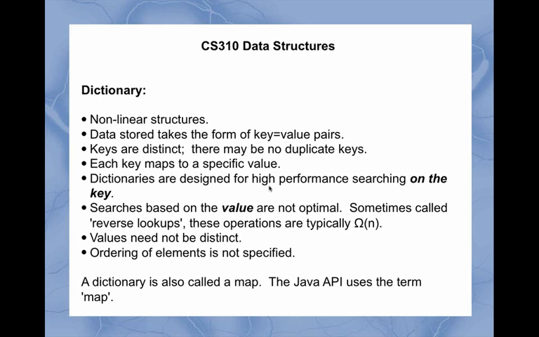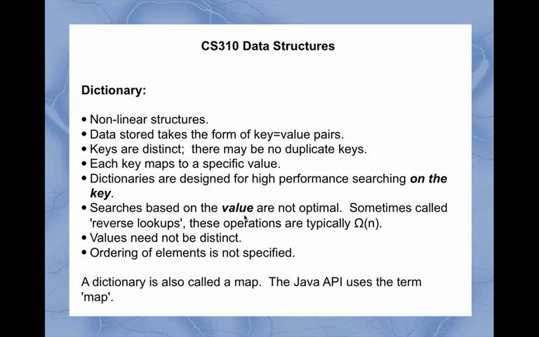Dictionaries are designed to be high-performance structures, and they're designed primarily for searching on the key. And so data is stored in the dictionary based on the key. Searches based on the value are typically not even supported, though they may be. But in the case where you try to look something up using the value, these operations are generally big omega of n. That is, big omega of n meaning it's going to be at least linear, but it could actually be worse than that. We also refer to these as reverse lookups.